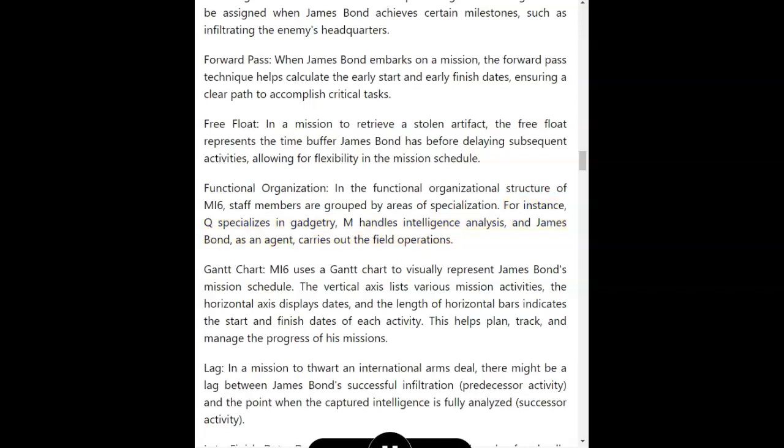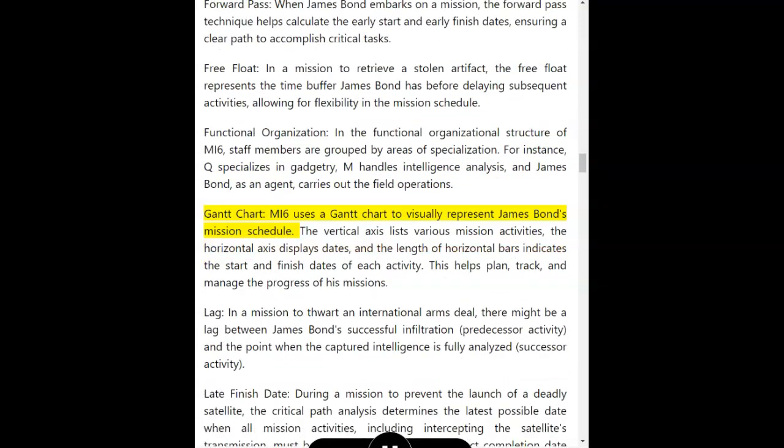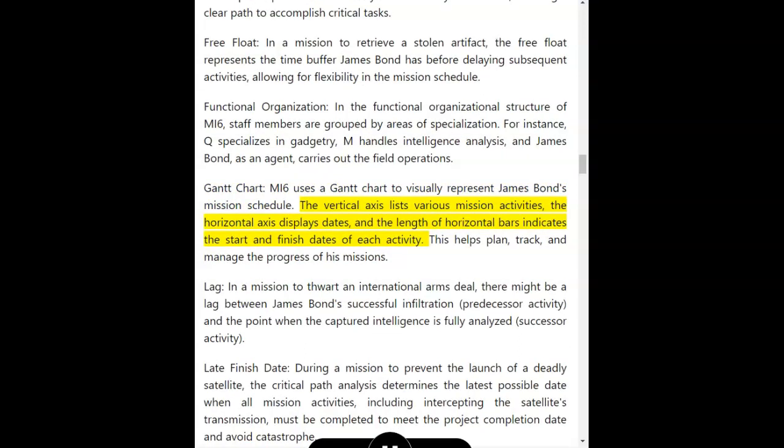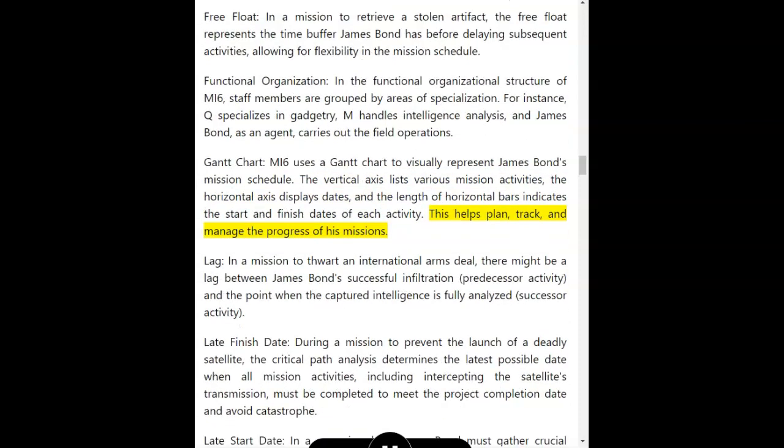Gantt chart. MI6 uses a Gantt chart to visually represent James Bond's mission schedule. The vertical axis lists various mission activities, the horizontal axis displays dates, and the length of horizontal bars indicates the start and finish dates of each activity. This helps plan, track, and manage the progress of his missions.